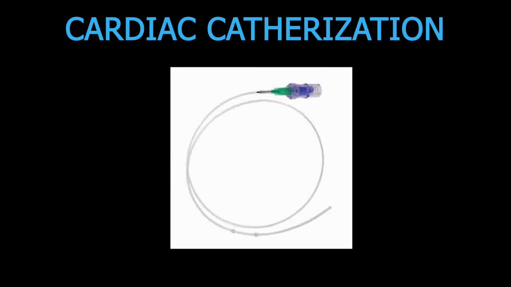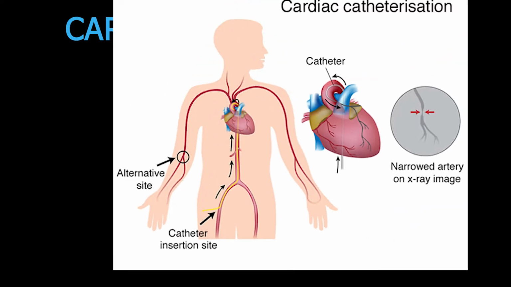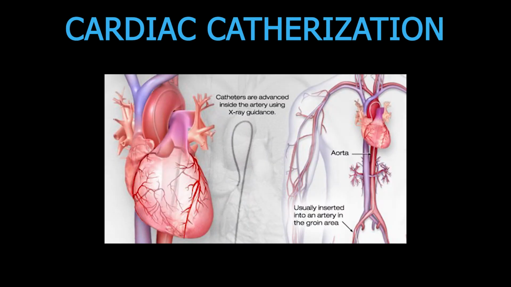The first one is cardiac catheterization. It makes use of a catheter, which is a long, thin, flexible tube which is usually inserted in the radial artery near the wrist or the femoral artery near the groin. Dye is injected into the catheter and will flow through your bloodstream to the heart. The dye will then illuminate the coronary artery and other major areas of the heart.